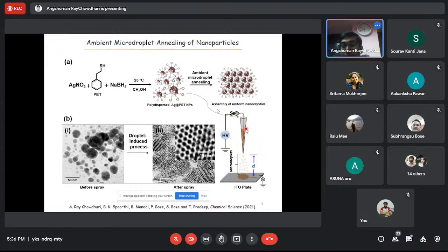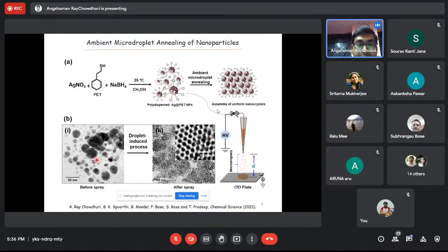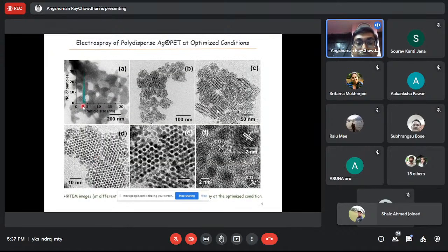When we have optimized all the conditions in each case, then we are at the optimized condition, and we get this type of structure. For this type of particles, the particle size distribution is very high. There are 2 nanometer particles, and 25, 30 nanometer particles are also there. After the spray, you can see the particle size distribution is very small. So we are getting uniformly distributed particles.